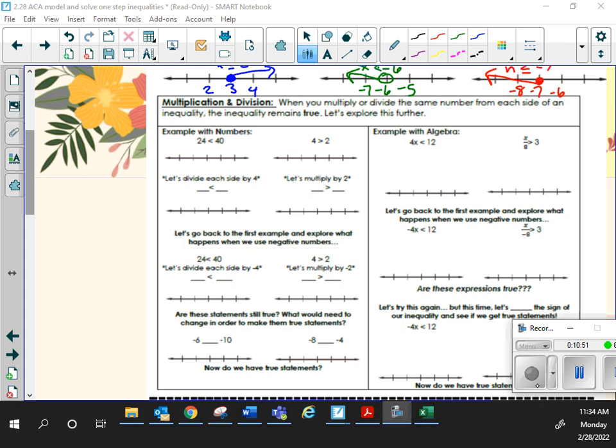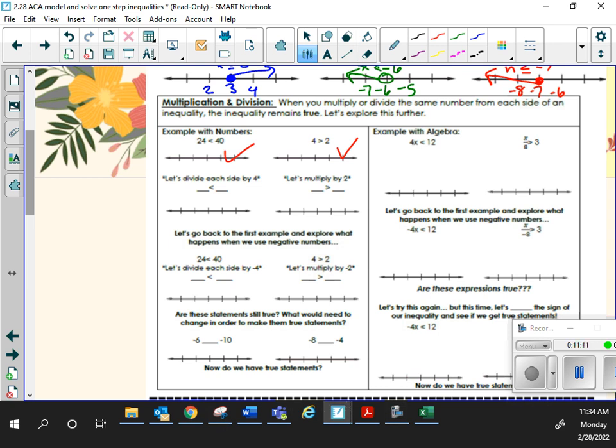Okay, is 24 less than 40? Yes, that is true. Is 4 greater than 2? Over here, is 4 greater than 2? Yes, it is. Guys, focus. Thank you. Okay, so it says we're going to do multiplication and division to see if that is true.